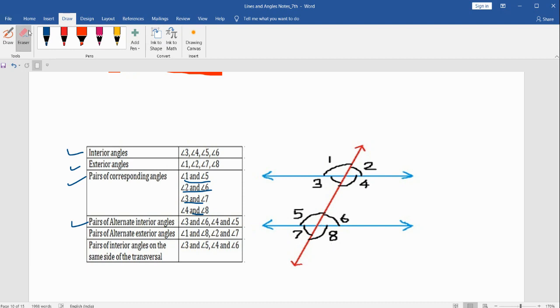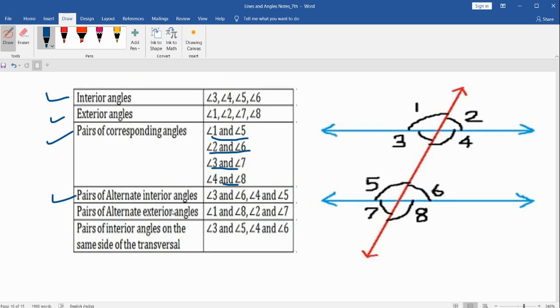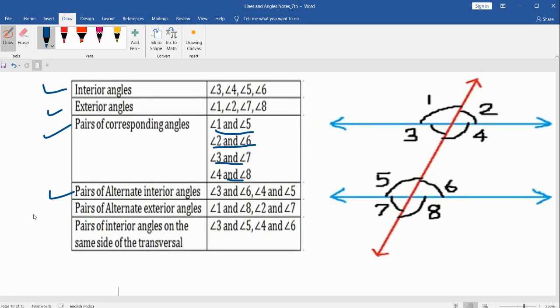All right. So, pairs of alternate interior angles. I hope now it's clear. Pairs of alternate interior angles. First of all, again, the word suggests alternate. Alternate means it's not consecutive. They are alternate numbers, and moreover, they are interior also.